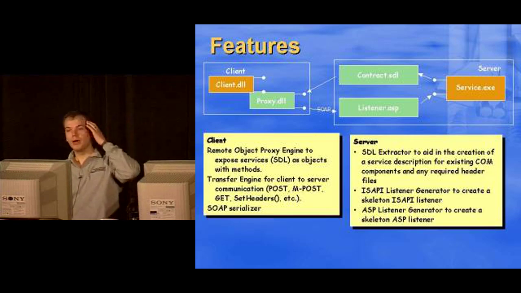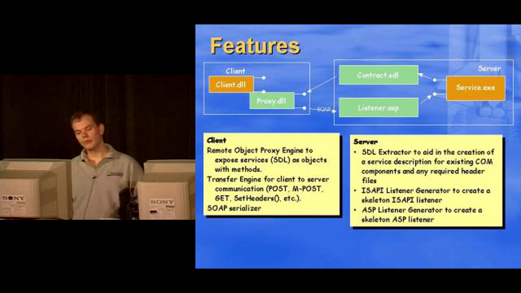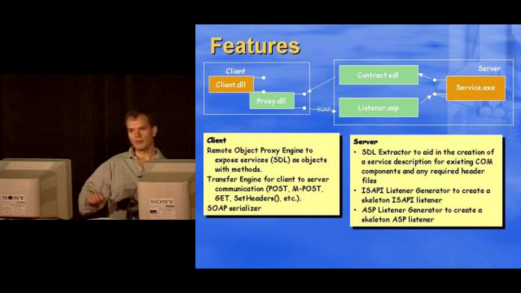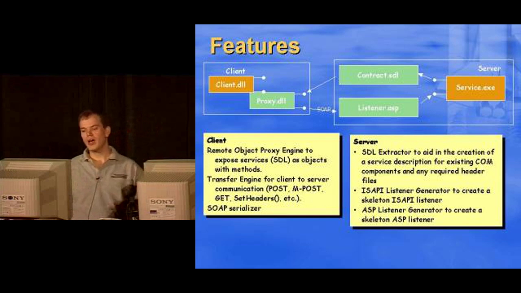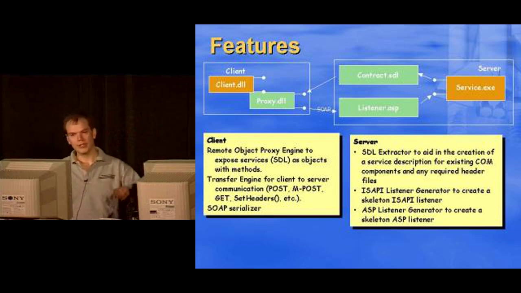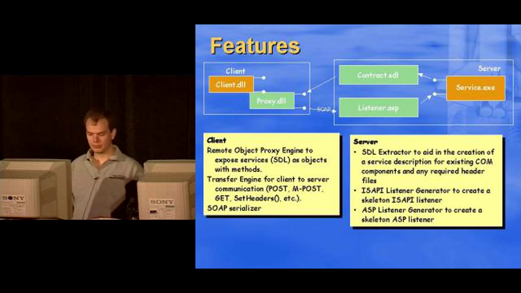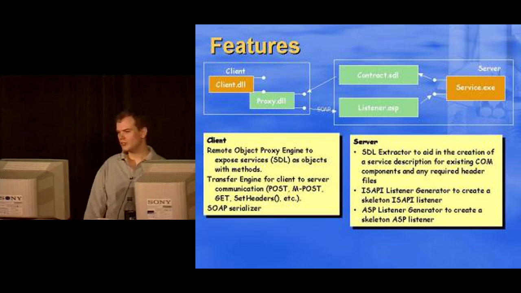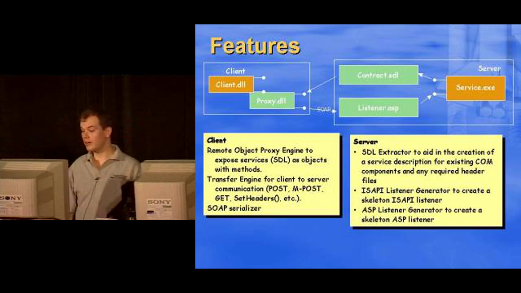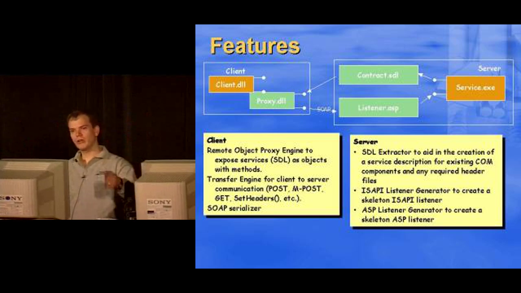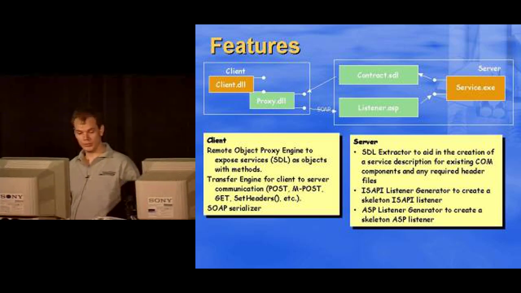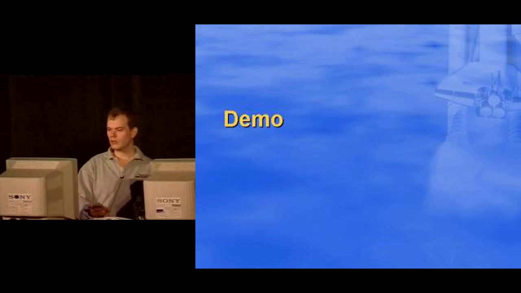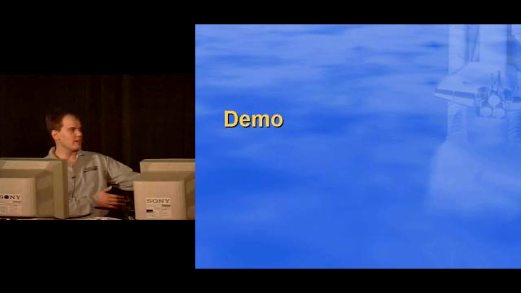So I've gone over a bunch of the features in the toolkit, just to drive it home. On the client, there's the Remote Object Proxy Engine, which instantiates the components, the transfer engine that can send things back, and the SOAP serializer. On the server, we have our SDL extractor, a term sometimes used as a dehydrator. It takes a watery object and boils it down, or something, I don't know. And we enable you to generate both ISAPIs and ASPs on the server side. And with that, I'll let you see code. Over to Michael. Thanks, John.